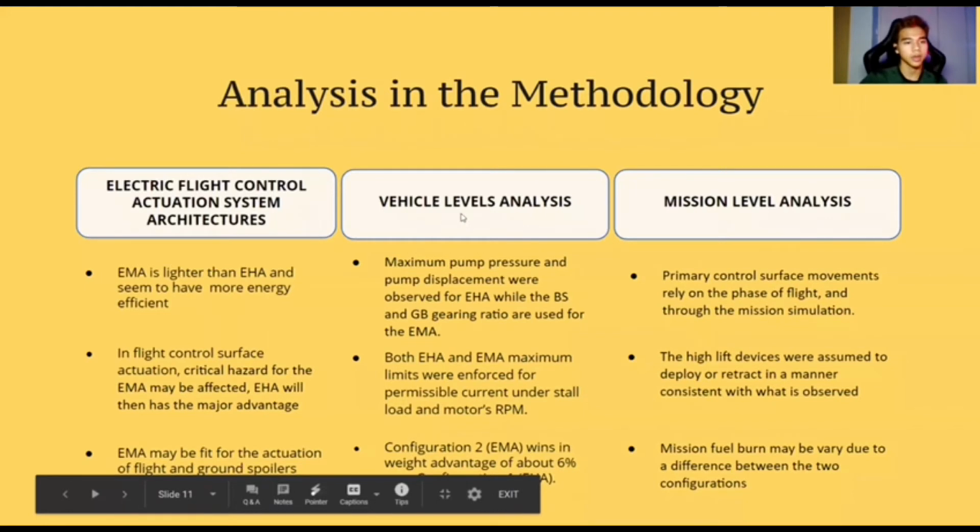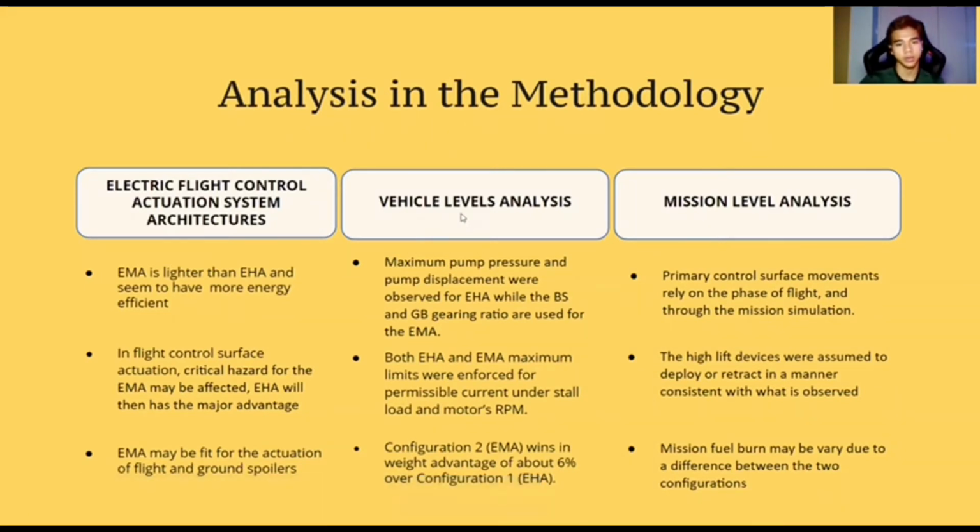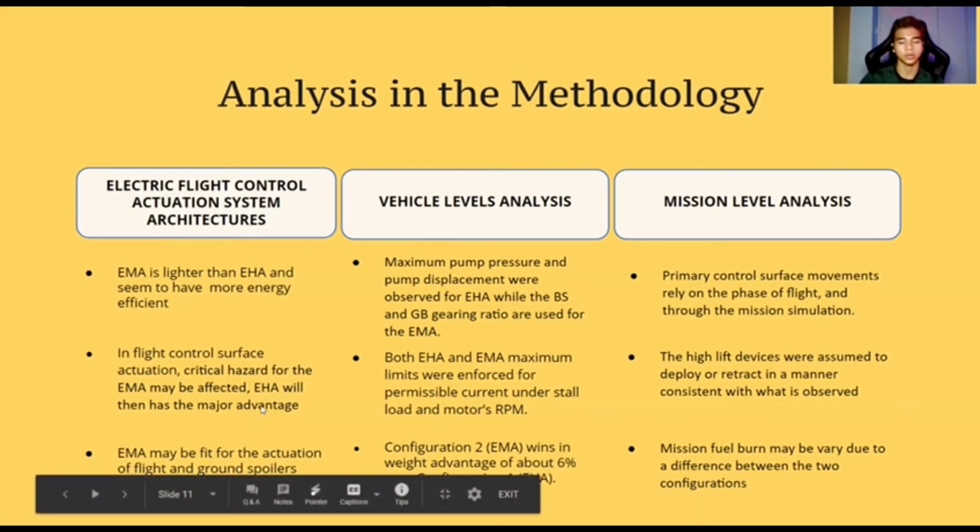Next slide. There will be three parts in this analysis in the methodology. The first part is electric flight control actuation system architecture. EMA is lighter than EHA and seems to be more energy efficient. Second, in flight control surface actuation, critical hazard for the EMA may be affected. EHA will then have the major advantage. Third, EMA may be fit for the actuation of flight and ground spoilers.